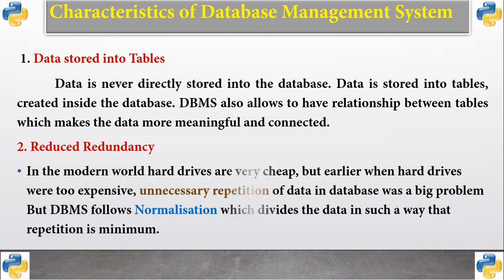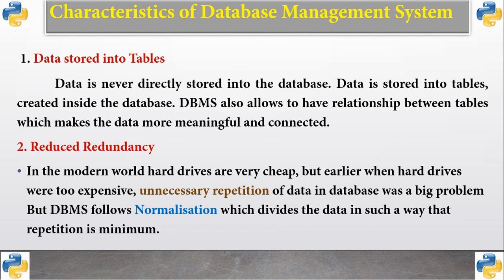Reduced redundancy. What do you mean by redundancy? Redundancy is nothing but repetition of data. When we handle a large amount of data, we tend to make some mistakes. Some data may get repeated. But DBMS provides a normalization method which minimizes the repetition here.